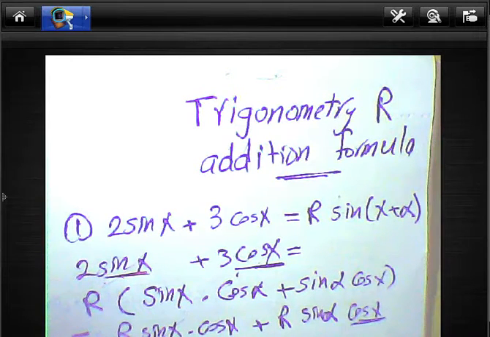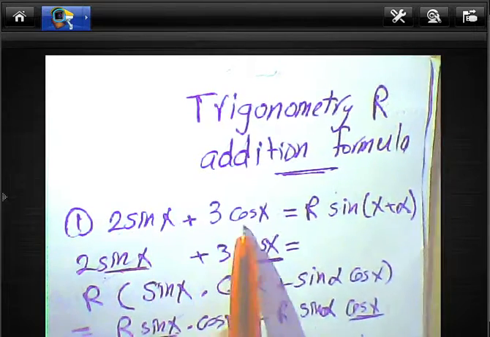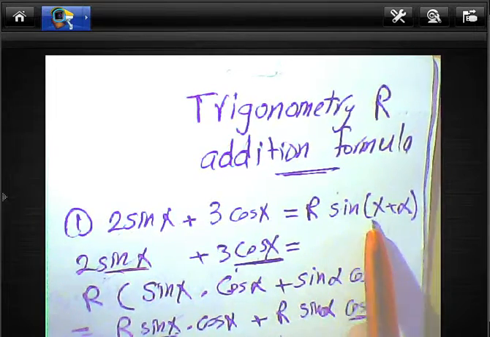Today in this video we'll talk about trigonometry addition formula. Look at this example here: 2 sine x plus 3 cosine x equals r multiplied by sine of x plus alpha.